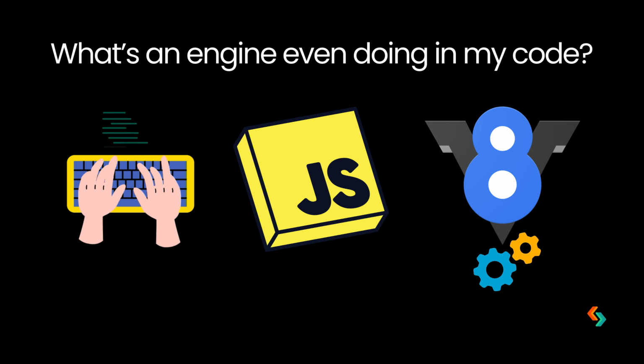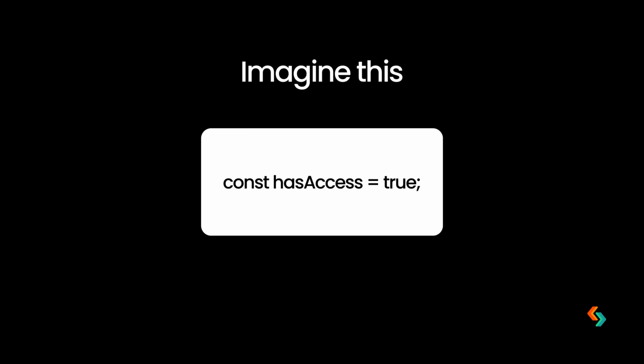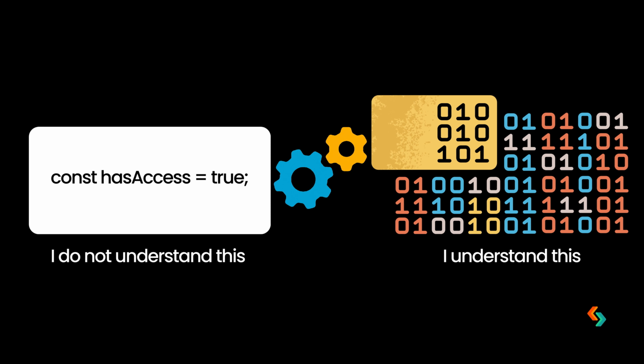All right, let's kick things off with a little imagination. Picture this. You're writing some JavaScript code, something super simple, like const hasAccess = true. You know exactly what this means. This code is setting up a little switch that says, yes, they have access. But your computer has no clue what you just wrote. You see, computers don't speak JavaScript. They only understand a very different language called binary, which is basically just ones and zeros.